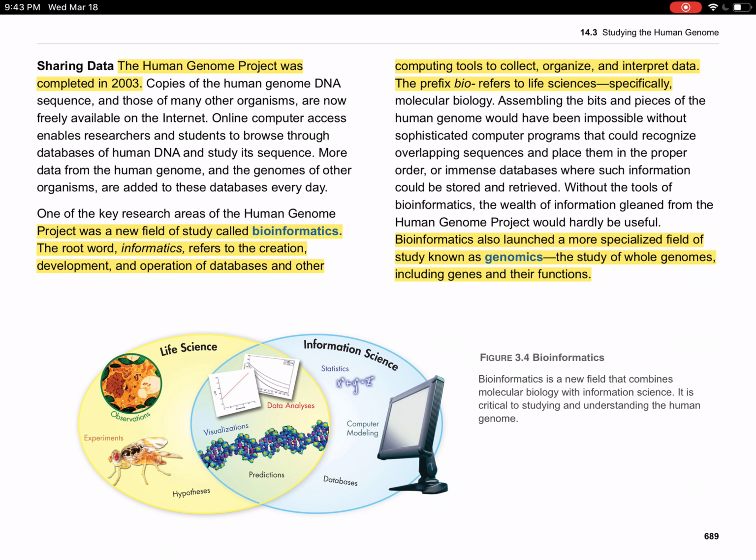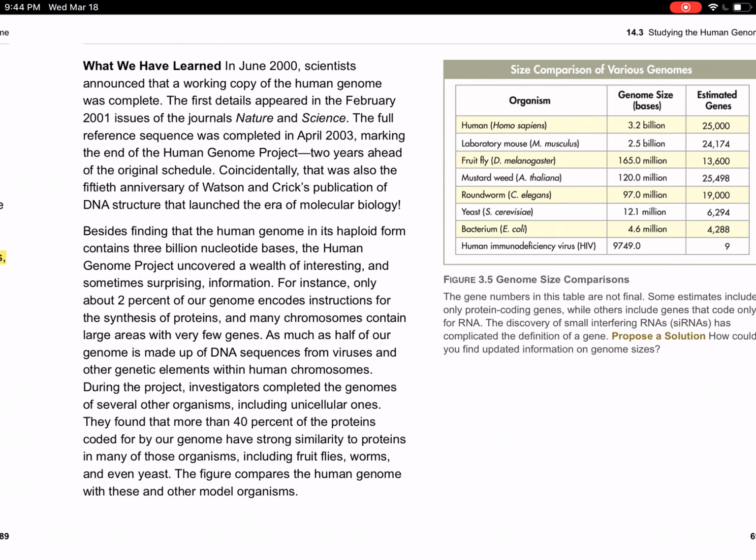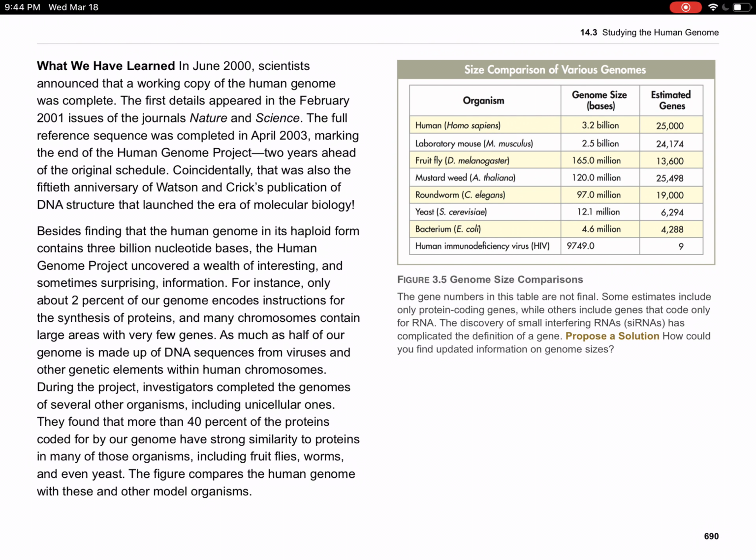Number 8, genomics. This is the study of whole genomes, including genes and their functions. Number 9, the Human Genome Project pinpointed genes and associated particular sequences in those genes with numerous diseases and disorders. It also identified about 3 million locations where single-base DNA differences occur in humans. Number 10, this can help us find DNA sequences associated with diabetes, cancer, and other health problems.